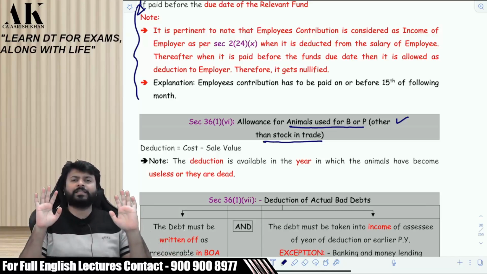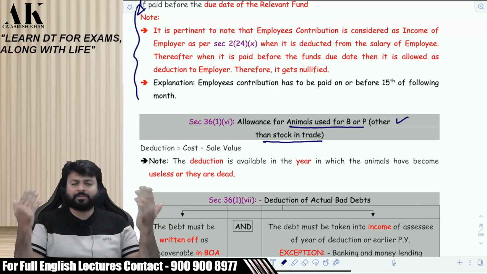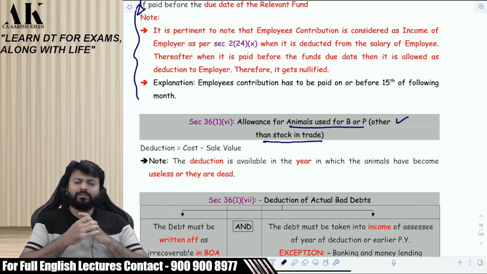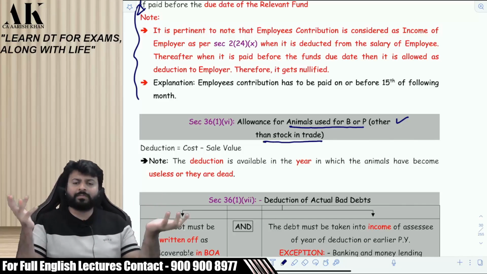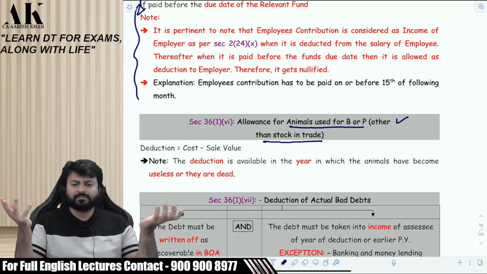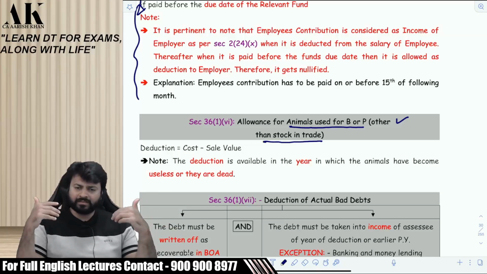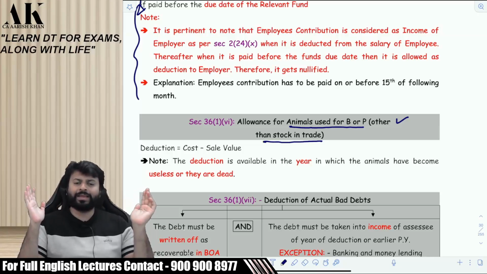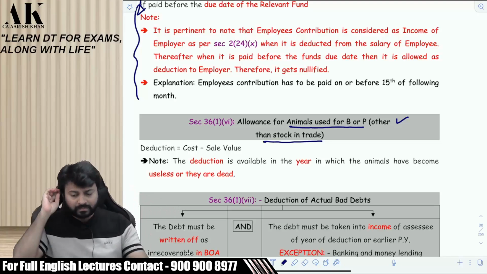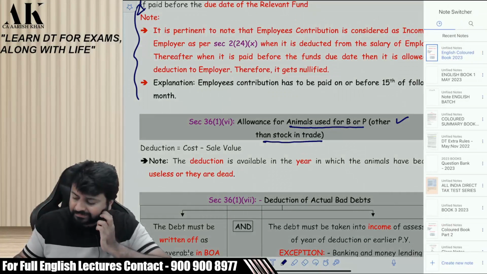I am not purchasing the animal for selling it. I am using it in my business for other purpose, like an asset. Example, I have dogs in my factory for security purpose. Or I have bullock carts for transportation in some rural area where cars, buses, trucks do not go. Or I have camels to transport something in deserts. So how will I get the deduction of this animal?